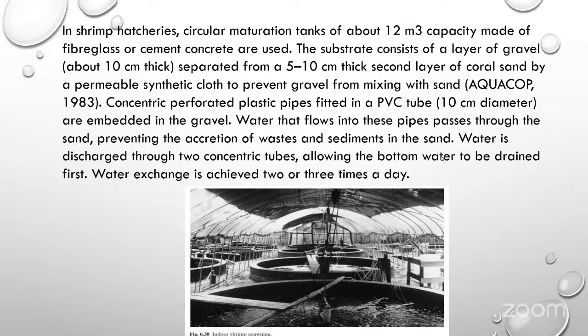Concentric perforated plastic pipes fitted in a PVC tube are embedded in the gravel. Water that flows into these pipes passes through the sand, preventing the accretion of waste and sediments in the sand. Water is discharged through two concentric tubes, allowing the bottom water to be drained first. Water exchange is achieved 2 or 3 times a day.